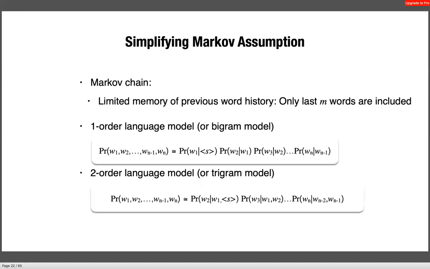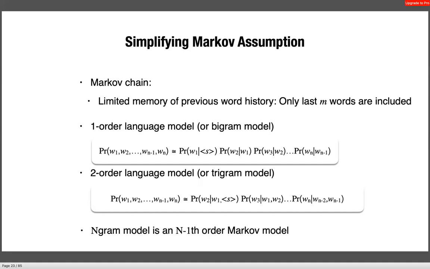So in a trigram model, you're not looking just at the previous word, but you're looking at the previous two words. Okay, and then similarly, you can have third order language models. So they're also referred to as four-gram models. So an n-gram model is an n minus one order Markov model.